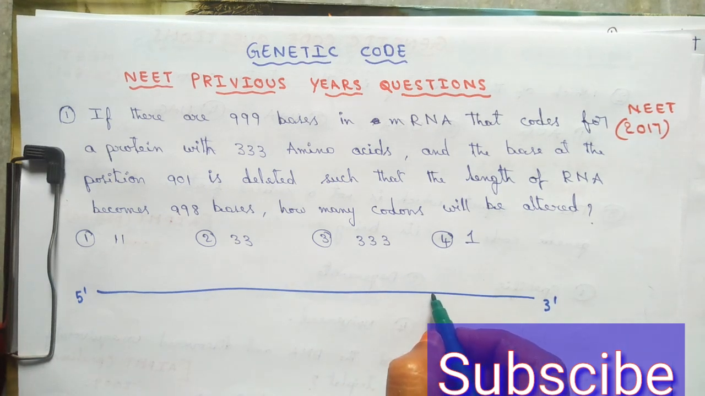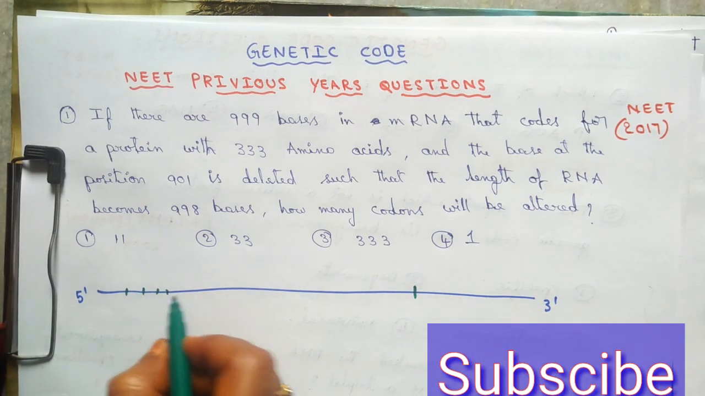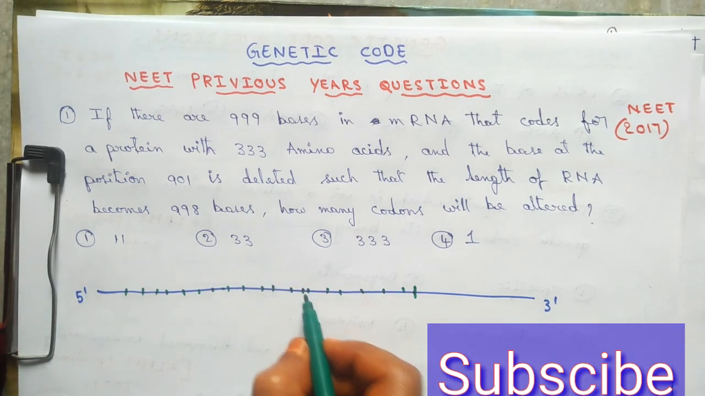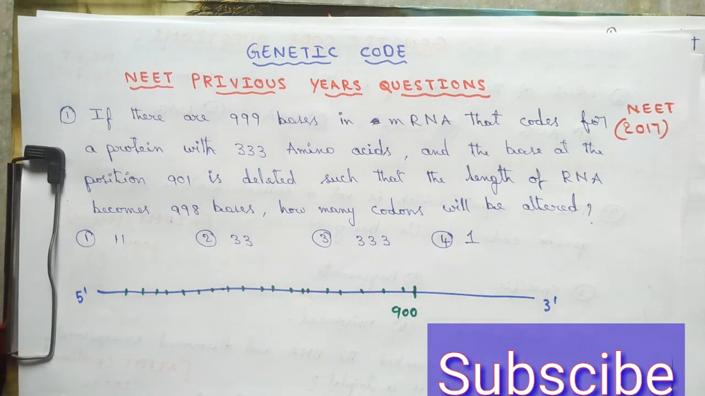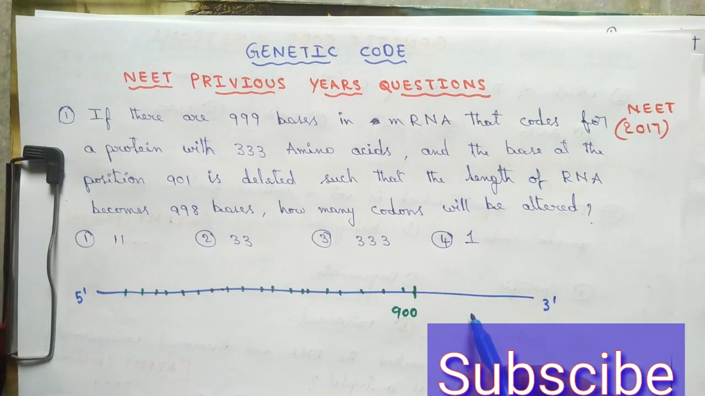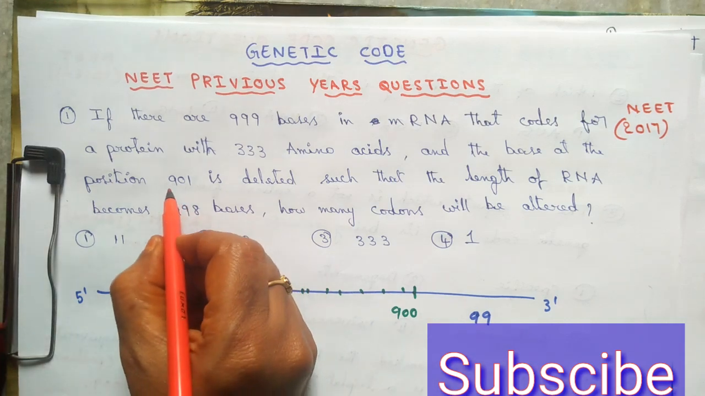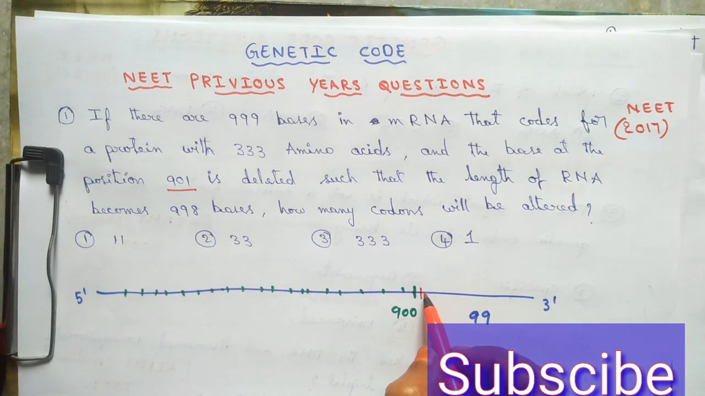This mRNA is with 999 bases totally. So, let's say till here 900 bases are there. Like this, till here 900 nucleotide bases are there. So from here to here the remaining 99 bases are there. So totally 900 plus 99, 999. Okay. So what is given in the question? At the position 901. So this is the position 901.